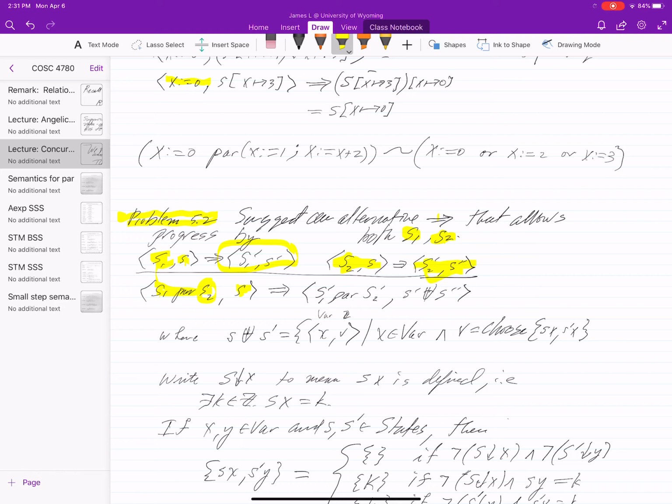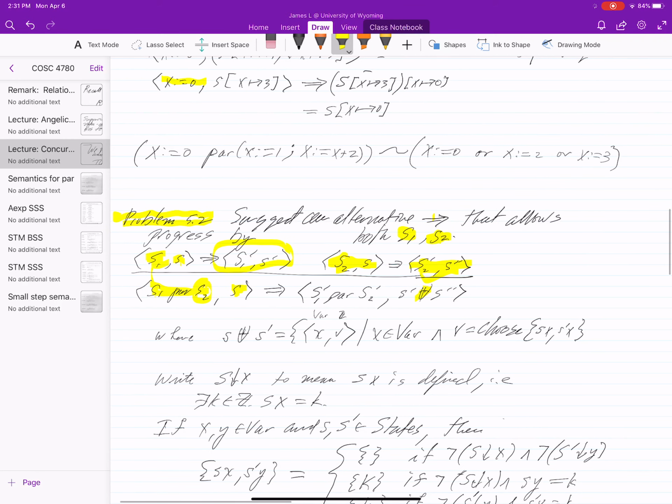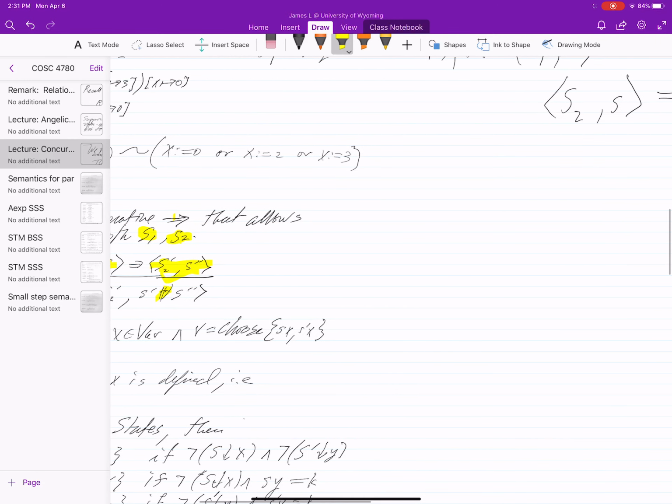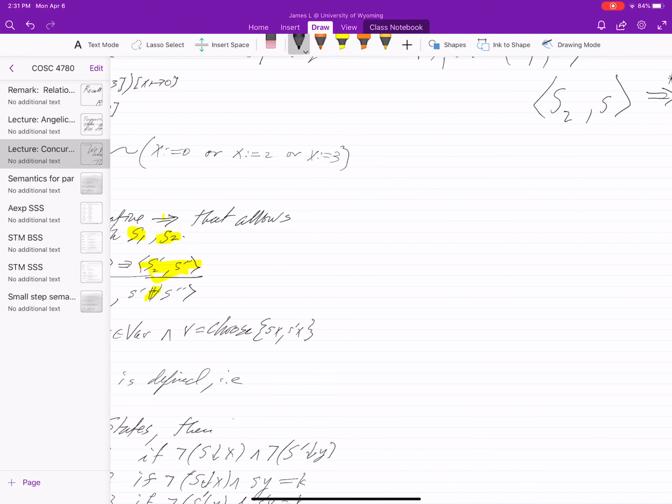And then I made this rather complicated union operator here to glue the states back together and to non-deterministically essentially forget, like if S1 and S2 both set X, one of them is S1. Let's see if I can show you what I have in mind here.